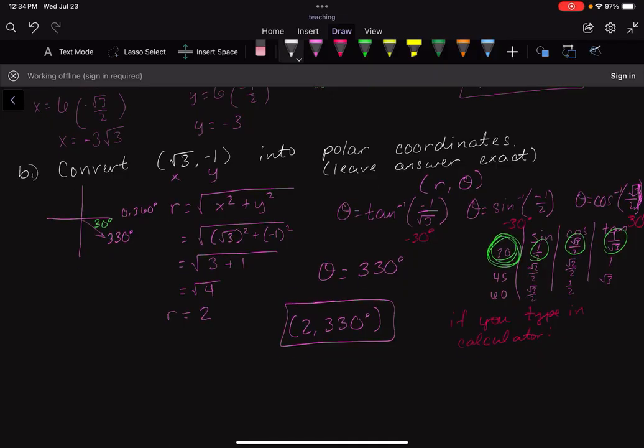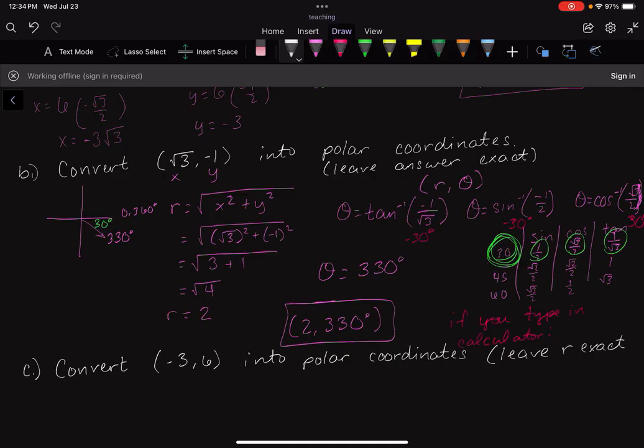And so I want to do another one of these where maybe we have to use a calculator just to show you how it can get a little tricky. So this one is negative 3, 6, into polar coordinates. And for this one, I'm going to say leave the r exact, round theta to the nearest tenth of a degree.